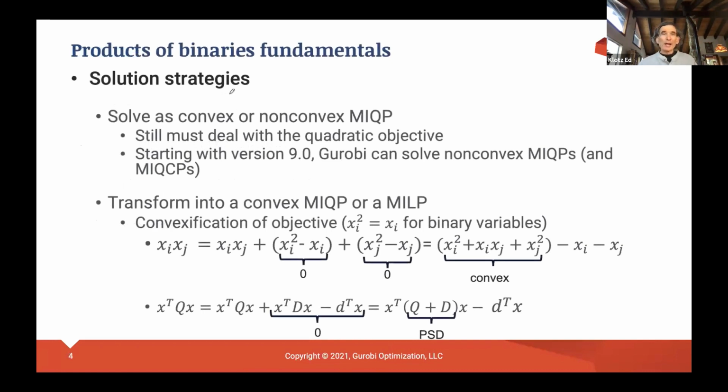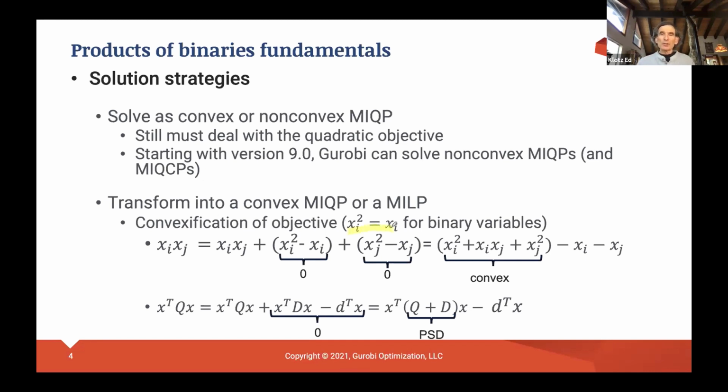So what solution strategies do we have available to us here? Well, we can just solve the problem as the convex or non-convex MIQP that it is. We'll deal with the quadratic objective directly. If it's non-convex, that's not a problem for Gurobi, starting with version 9.0. We'll just solve it as a non-convex MIQP, and if the quadratic expression appears in the constraints, that too is not a problem. But we also have other options, namely to transform this problem into an easier convex MIQP or an MILP.